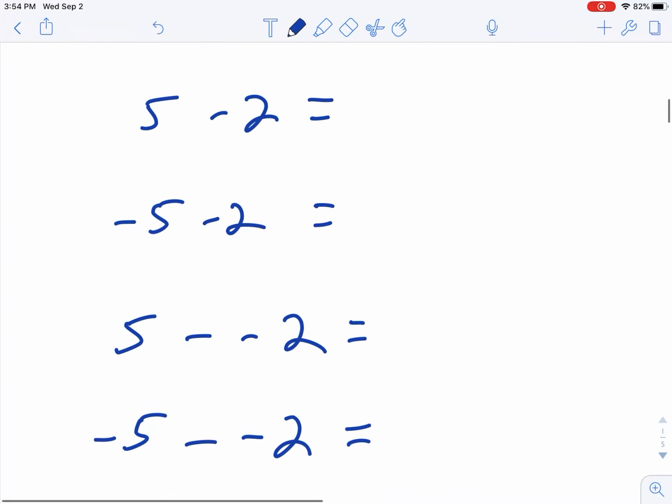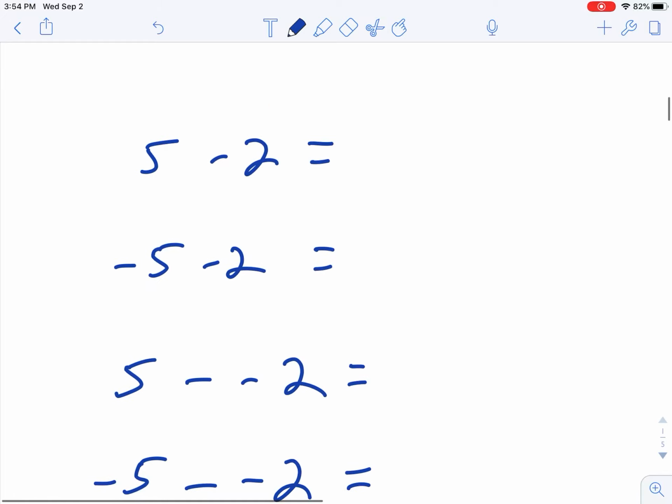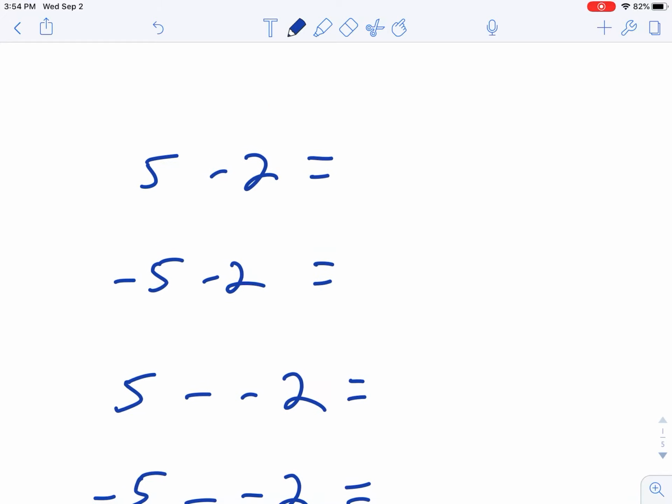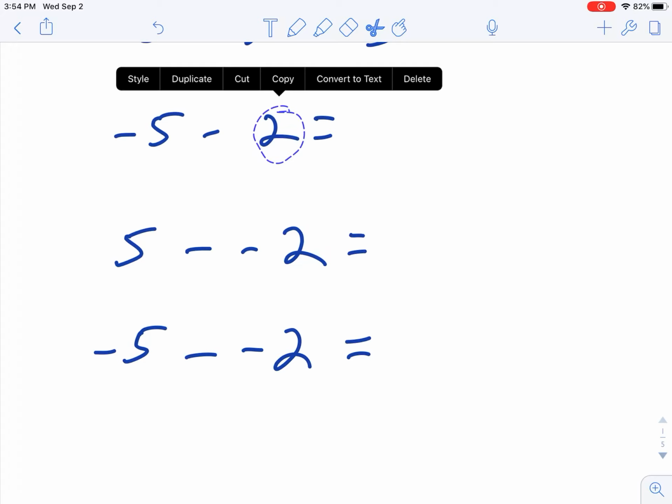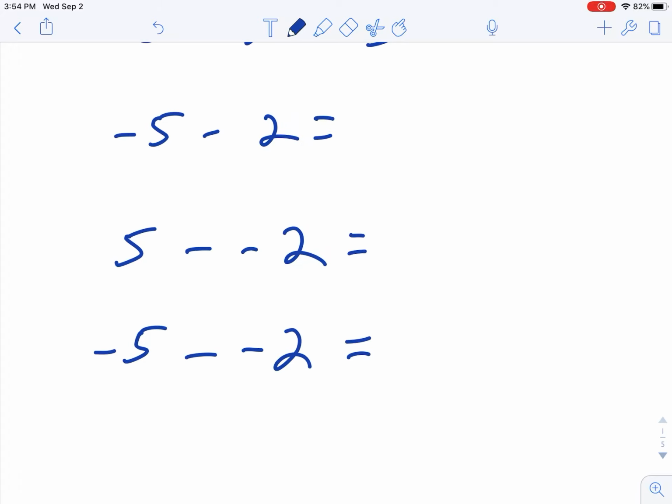For subtracting, most people do not do subtraction well. Something like this, 5 minus 2, the answer is obviously 3. That's no big deal. But in just about every other case, you've been taught to manipulate the subtraction a little bit, that you change it to adding the opposite. So for this one, let me move that 2 over. Negative 5 minus 2, you've probably been taught to think of this as negative 5 plus negative 2. And now that they're the same sign, you add them and keep the sign, negative 7.